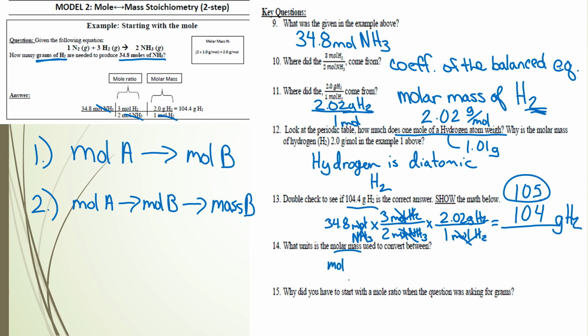All right. Molar mass goes from mole to gram. So moles and grams. Why did we have to start with the mole ratio here? Why couldn't I just go directly from moles of this to mass of H2? Because we can't go from moles of one substance to mass of a new substance. We always have to go through moles.